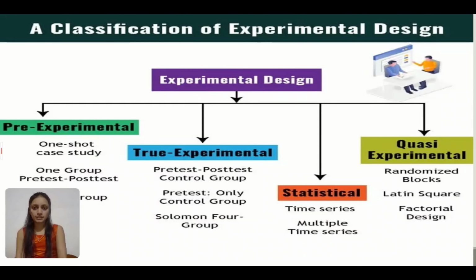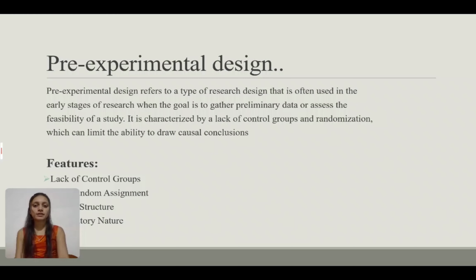Classification of experimental design. Experimental design is classified into four categories. First one is pre-experimental design, then true experimental design, statistical experimental design, and quasi. These are all types of experimental design.